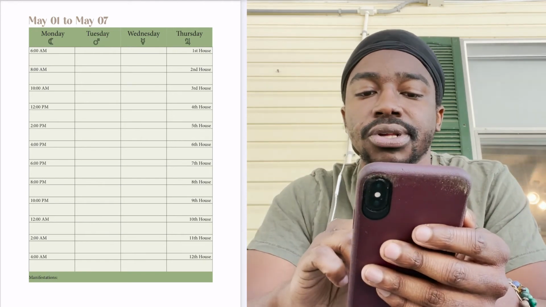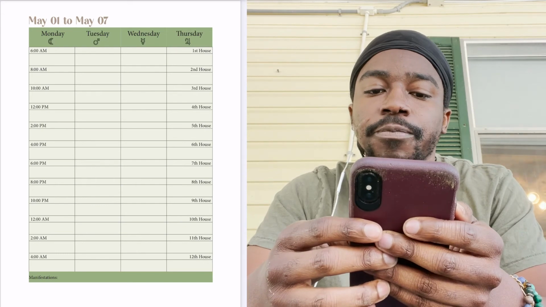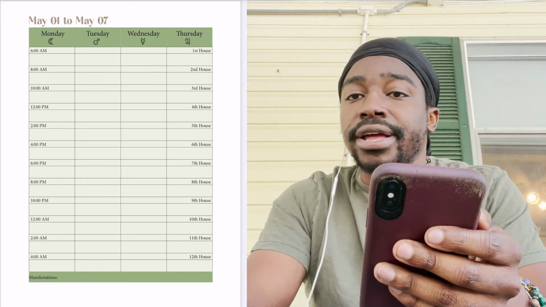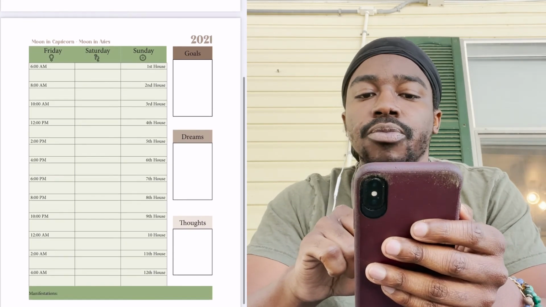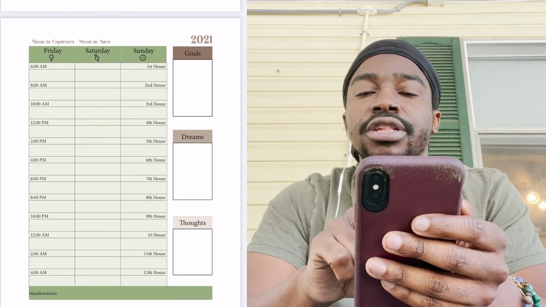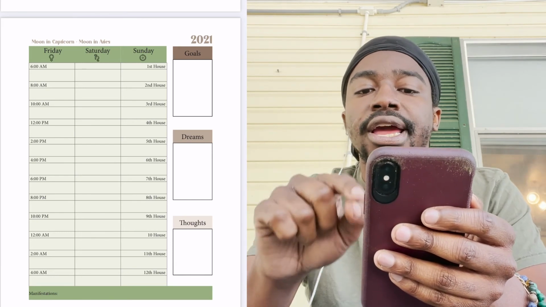And at the bottom, you can see there's another slot for manifestations, as well as, on the right, the goals, the dreams, and thoughts. Also on the second page at the top, I put the moon transits for that week. Right here in this week, we see the moon going from Capricorn to Aries.